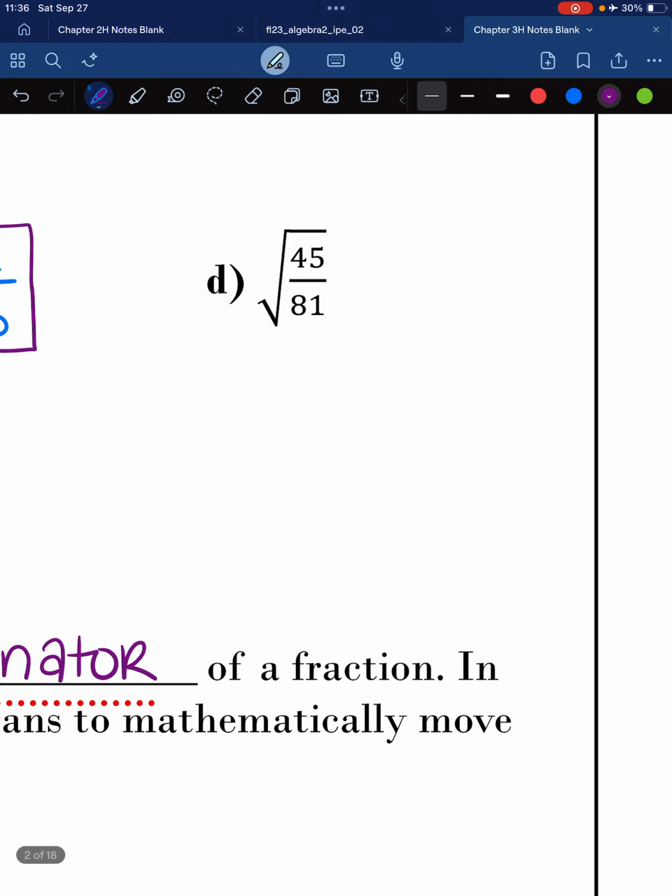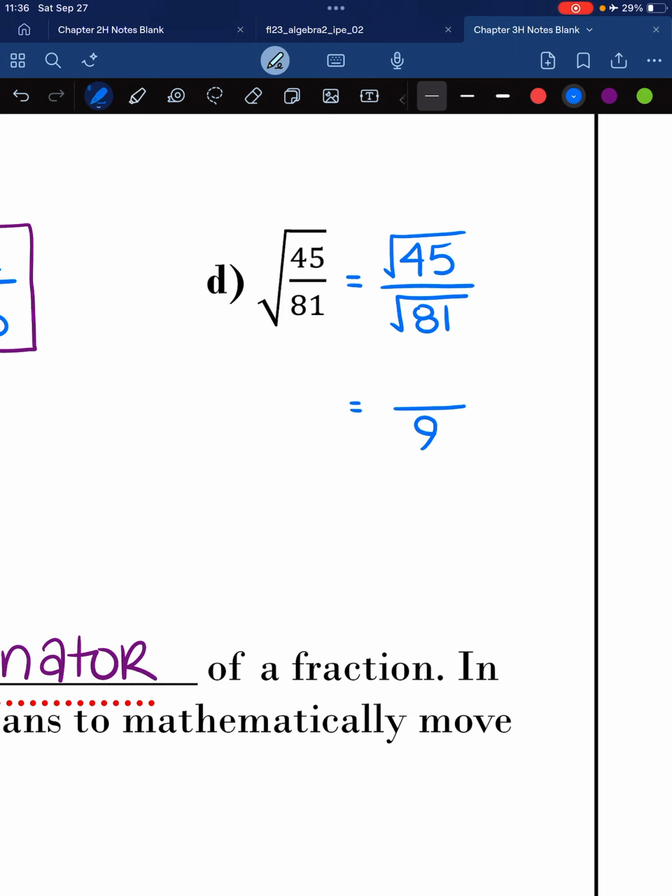Okay, D. There's 2 different routes you could do with D. I'm just going to go ahead and leave this fraction as it is. You could simplify it first, but weirdly that's actually going to make your job harder. So I'm going to go ahead and rewrite that. Okay, I know I can take the square root of 81, right? My denominator is just going to be 9.